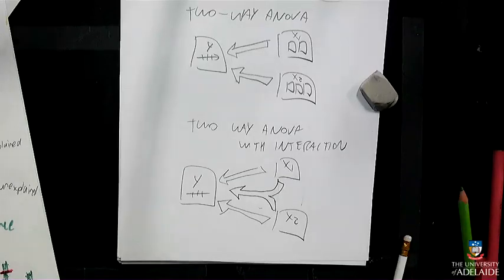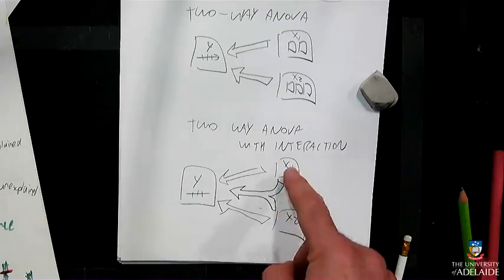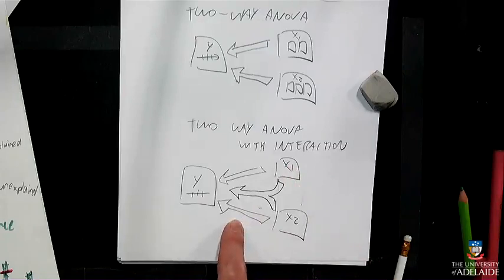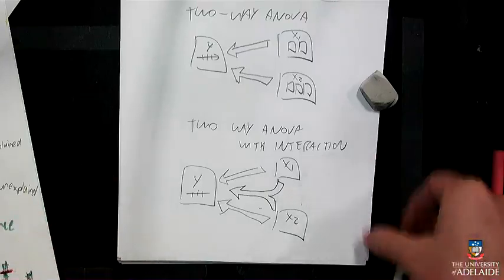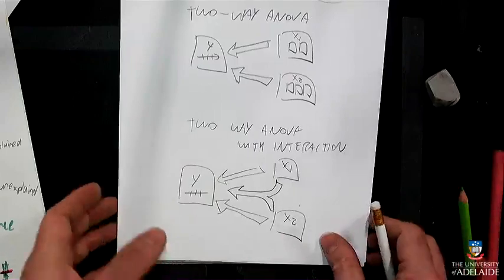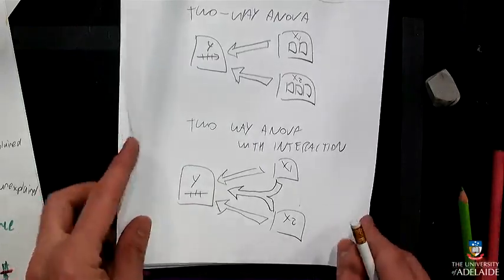If you were specifically interested in one of them affecting the other, I might say there's an arrow from X1 to the arrow for X2, because it's saying that X1 affects the way that X2 affects Y. But if they don't have a specific order, then this is how I do it.